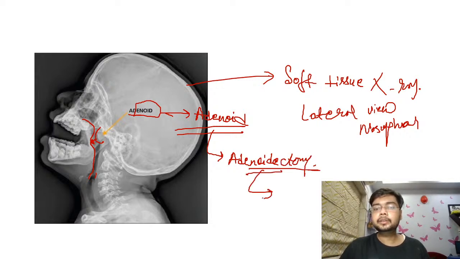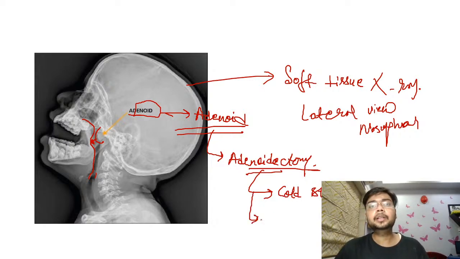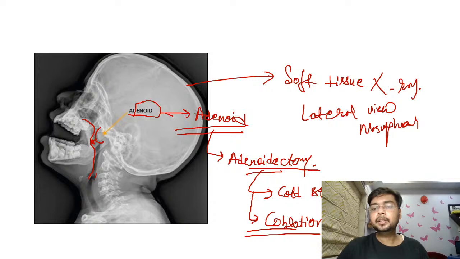This adenoidectomy can be done with different procedures. The most common is cold steel, and the most advanced treatment of choice now is with the help of coblation. With coblation, we say the surgery is almost bloodless. This coblation technology is very helpful. What it does is evaporate most of the adenoid tissue, and you need to know about this.